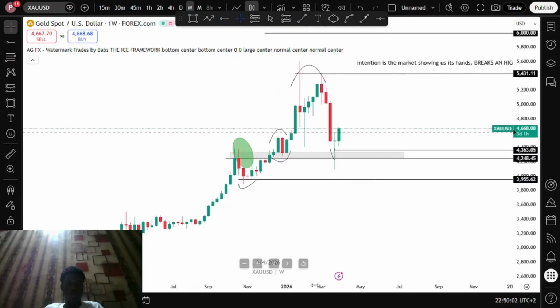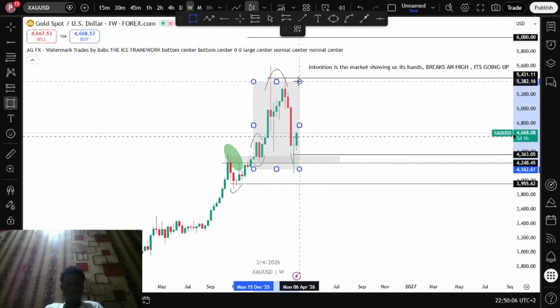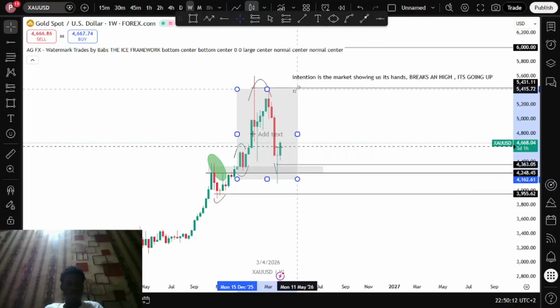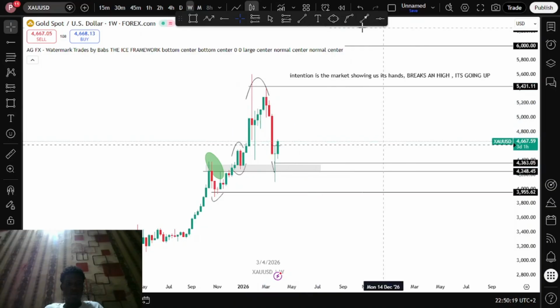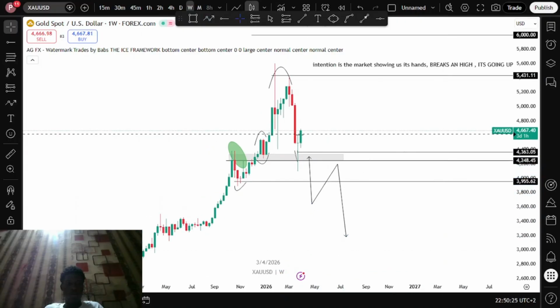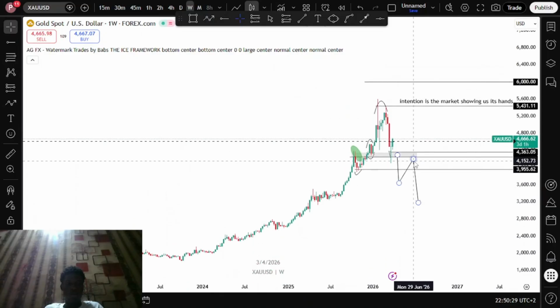So anything above here is still a buy. Until the market takes out this low, I cannot say yes, gold wants to change its structure from bearish to bullish entirely.